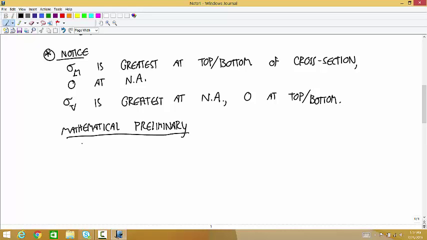And that is this thing called, we're going to call it Q. I suppose if you had to give it a name, you would call it the, I've never really heard anyone call it this, but I suppose it would be the first moment of the area about the neutral axis.